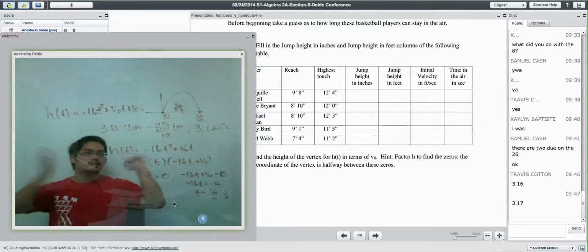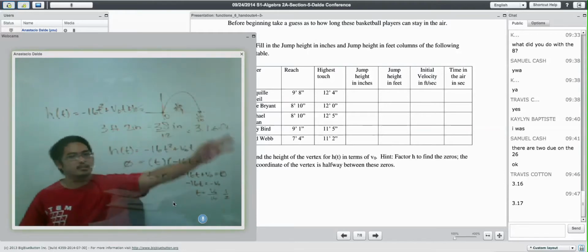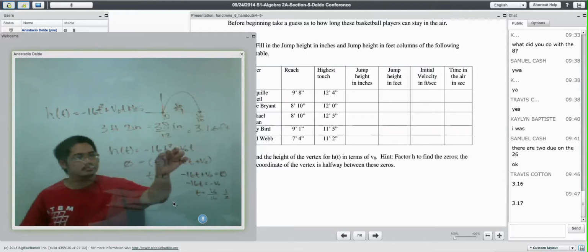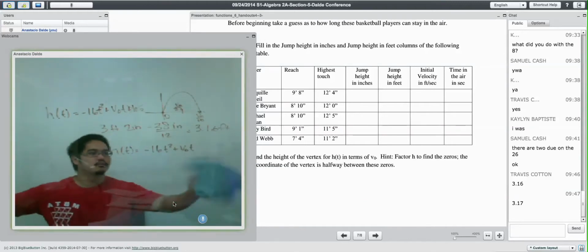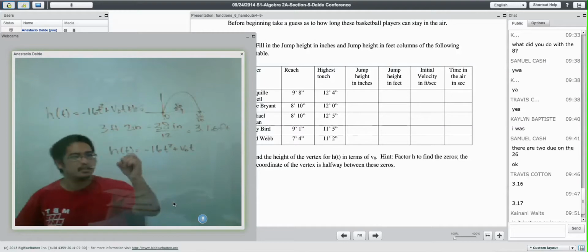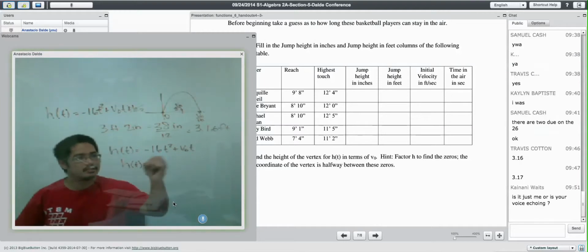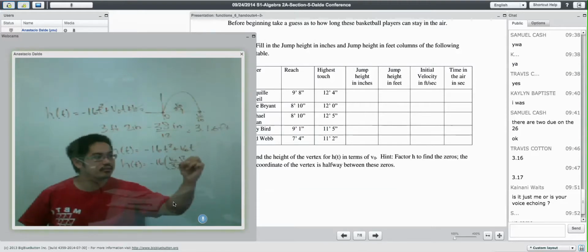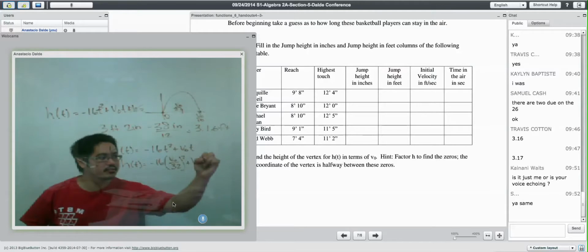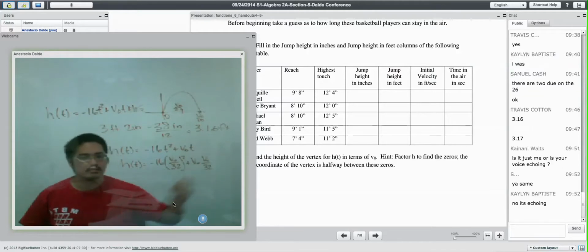Then what I can do is take that time and plug it in here. So I end up getting h of t is equal to negative 16 times v naught over 32 squared plus v naught times v naught over 32.